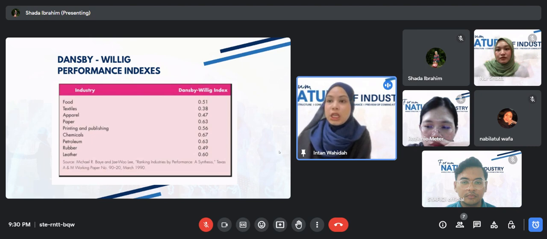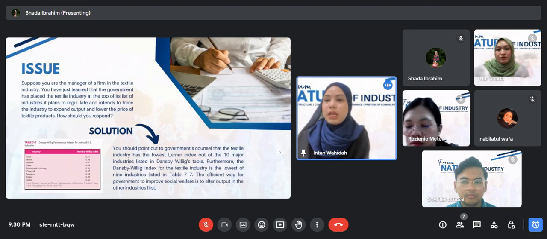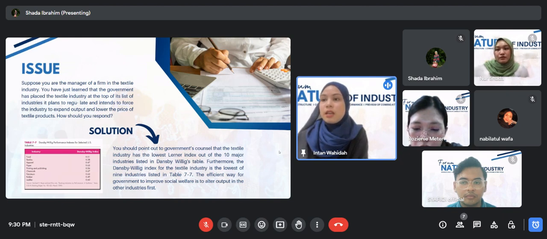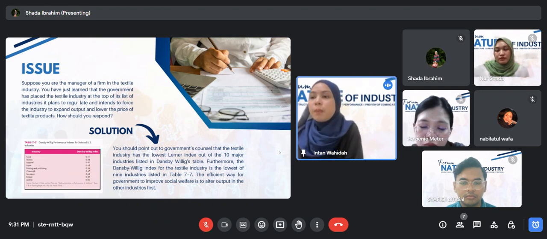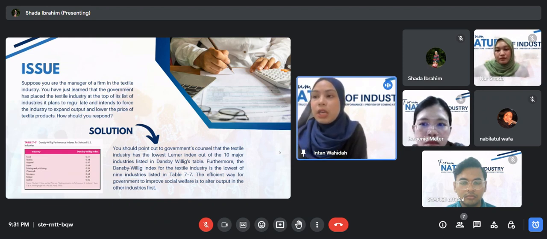For the issue related to this topic, suppose you are the manager of a firm in the textile industry. You have just learned that the government has placed the textile industry at the top of its list of industries, and it plans to regulate and intends to force the industry to expand output and lower the price of textile products. How should you respond?